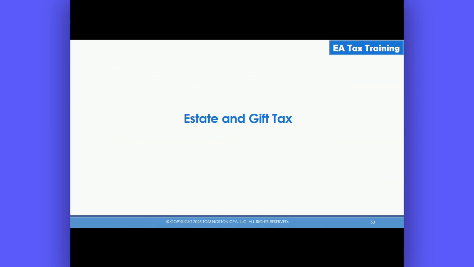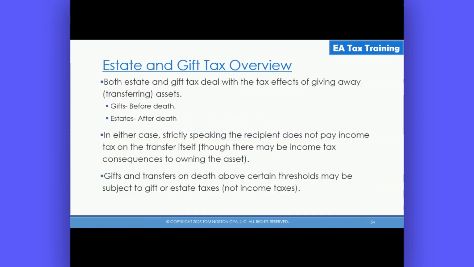Our next topic is estate and gift tax. Both estate and gift tax deal with the tax effects of giving away or transferring assets. Gifts are transfers before death, and for an estate, it is after death. And in either case, whether it's a gift or whether it is an inheritance, strictly speaking, the recipient does not pay any income tax on the transfer itself. So if you receive $100,000 from a bank account from your parents who died, that is not taxable. You do not have any tax on that.